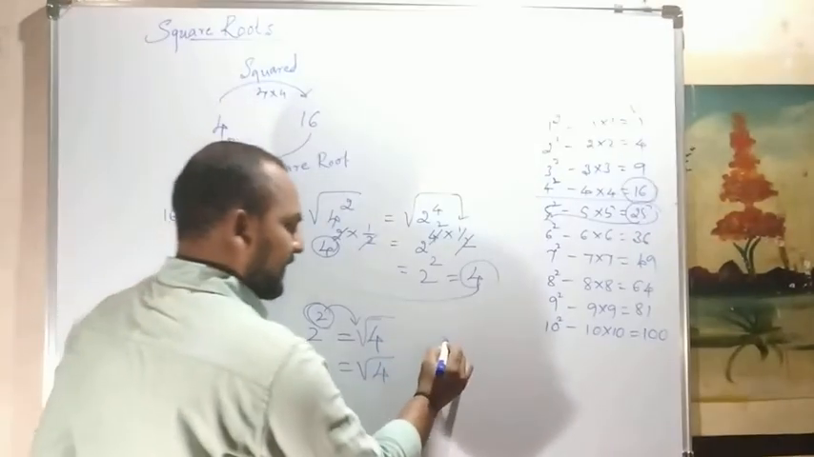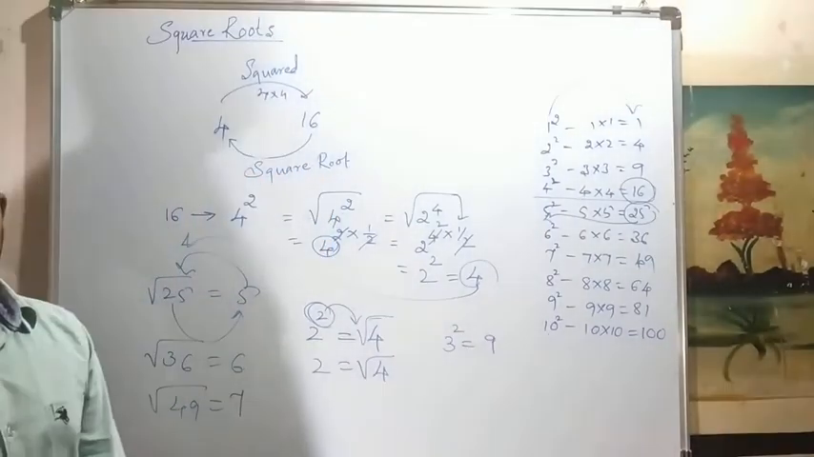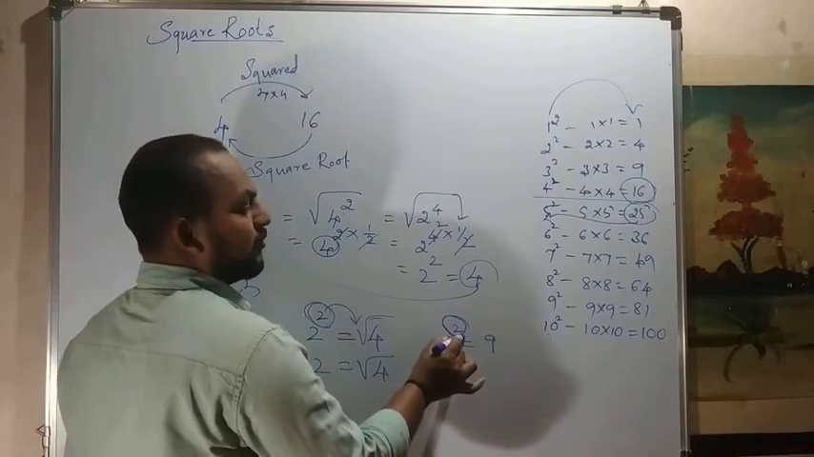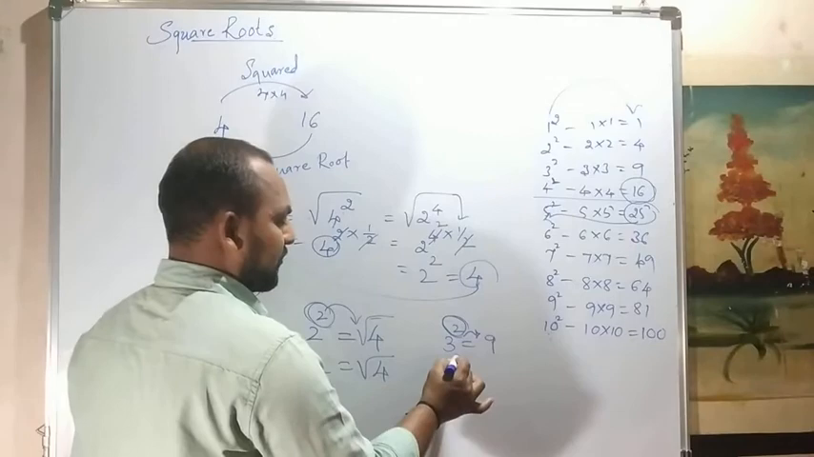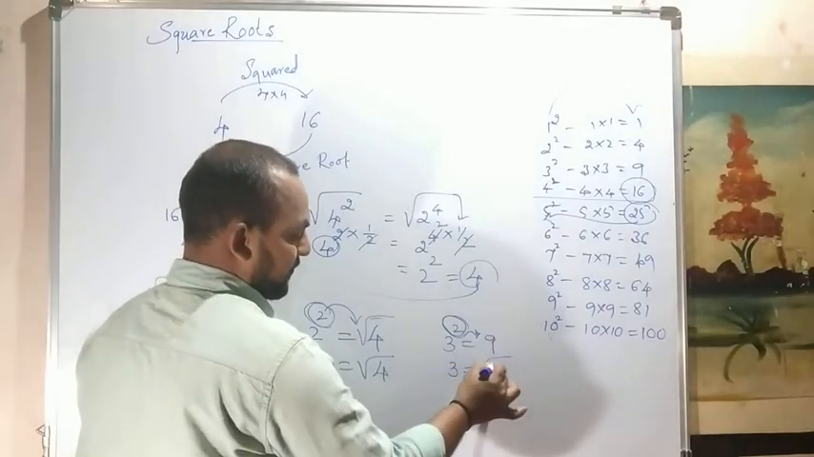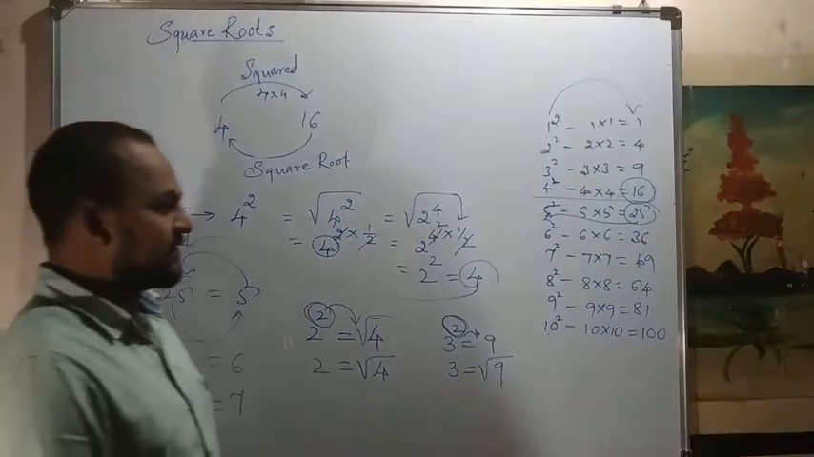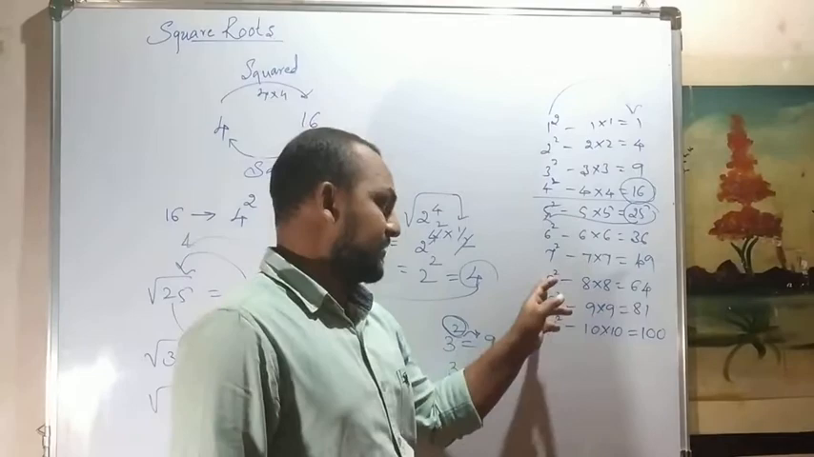Here, 3 square equals 9. Transposing the square to the other side, it becomes a root. Then 3 is the square root of 9. The square root of 49 is 7. The square root of 64 is 8.